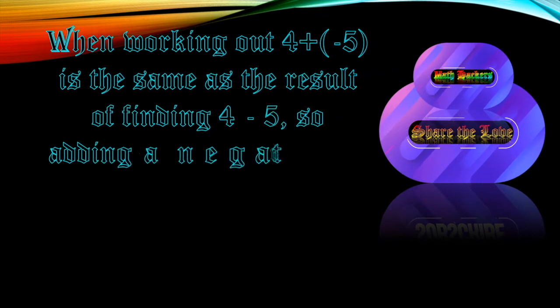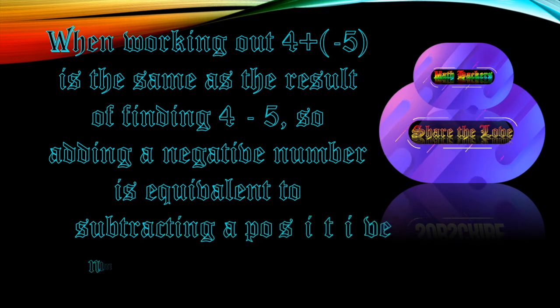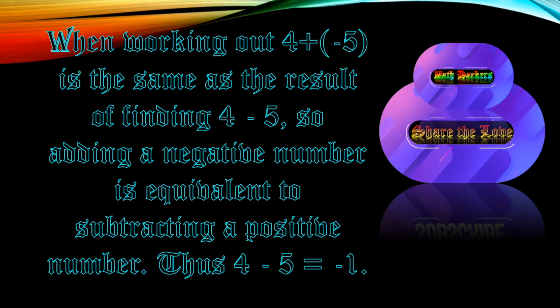When working out 4 plus negative 5, it is the same as the result of finding 4 minus 5. So, adding a negative number is equivalent to subtracting a positive number. Thus, 4 minus 5 is equal to negative 1. So basically, like the slide clearly points out, adding a negative number, as in this case minus 5, is the same or equivalent to minusing a number straight up, as illustrated on the slide.